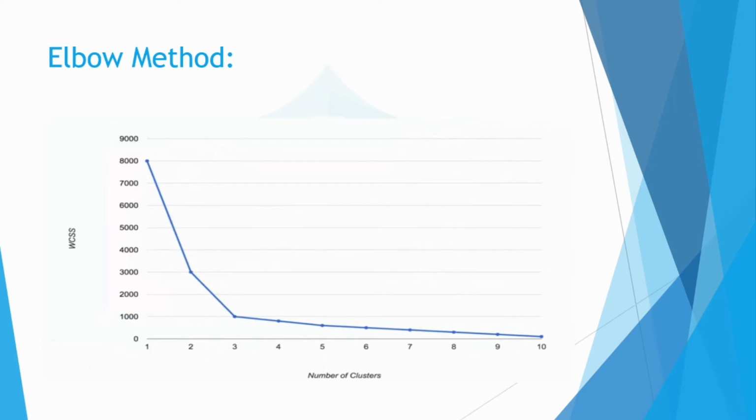You can see from here that when the number of clusters is 1, the WCSS value is 8000, and when we change the number of clusters from 1 to 2, the value drastically drops to 3000. So you can see there is a very sudden change in the WCSS value, and if we further change the number of clusters from 2 to 3, the value again drops to 1000, and after that it decreases at a slow and steady pace.